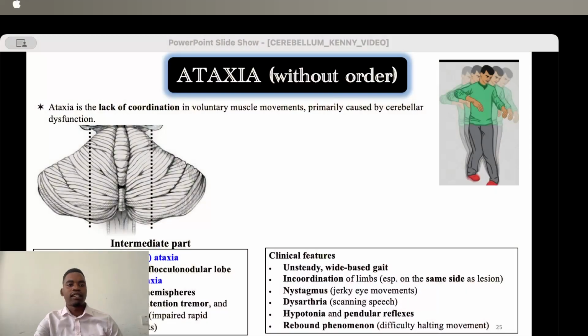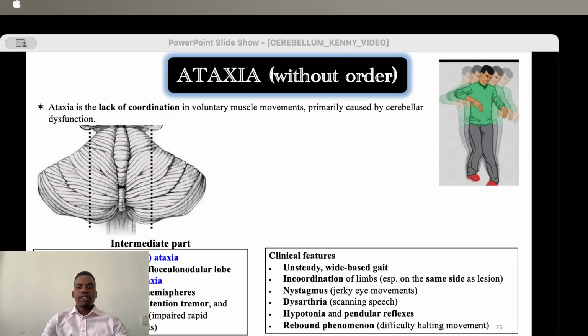Hello, ladies and gentlemen. Welcome back to the discussion of the neuroanatomy of cerebellum. And in this second part, we're going to discuss the clinical neuroanatomy of the cerebellum. How is cerebellum associated with coordination and the movement that it makes?